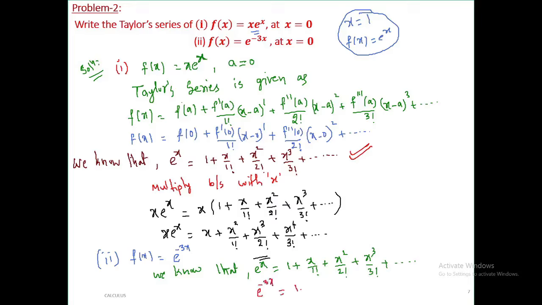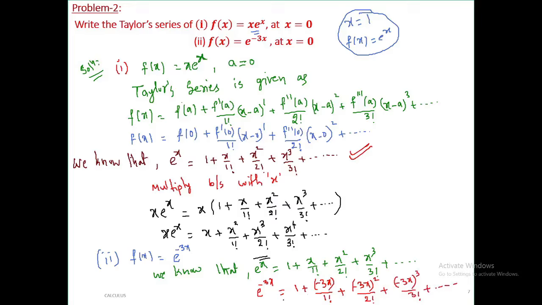Now here substitute back minus 3x wherever there is x. Now 1 plus, so instead of x write minus 3x, so minus 3x by 1 factorial. Next plus minus 3x whole square by 2 factorial. If you want to simplify, you can simplify this later, but this is a way of doing. Okay. Another way of doing this is plus minus 3x whole cube by 3 factorial. That's it. So this is the Taylor series of e power minus 3x. Like this also you can do it.